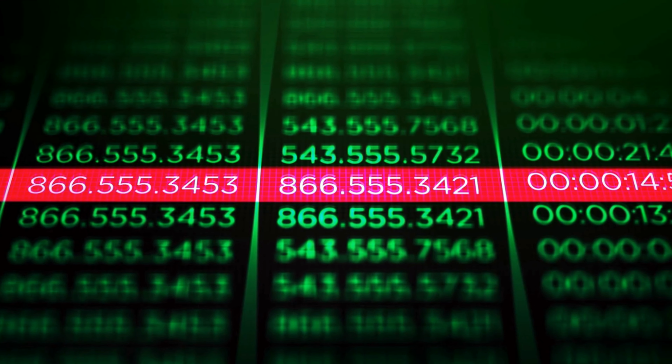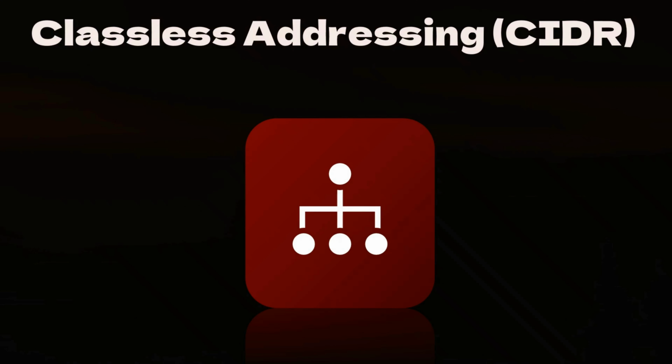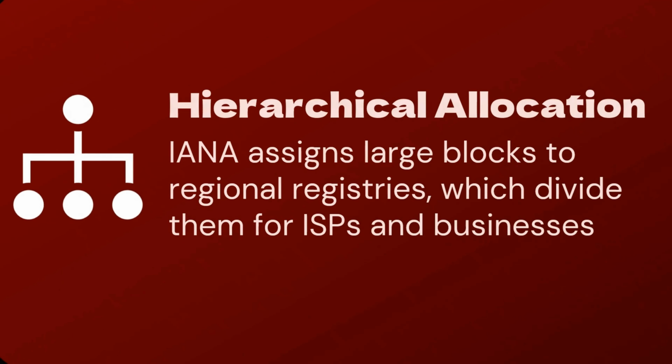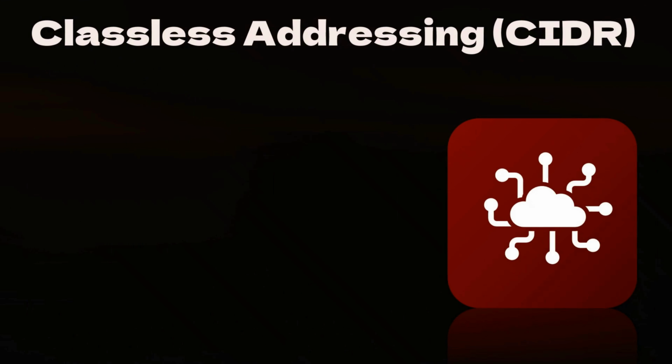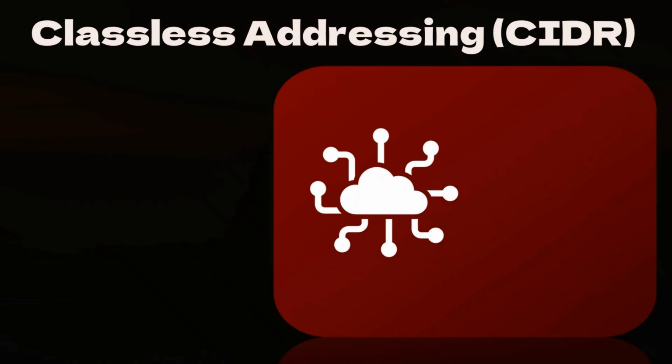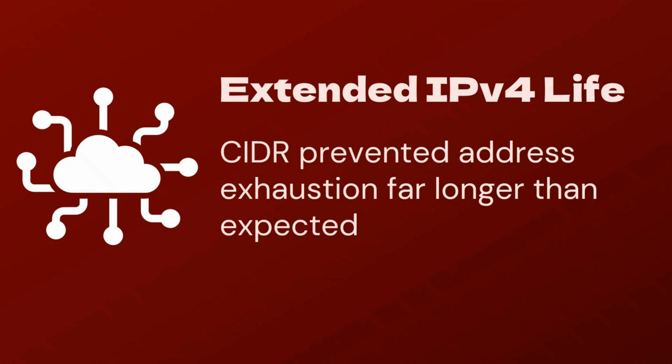This system also made address allocation more flexible. IANA could assign a large block to a regional registry, which would then divide it further for ISPs and businesses. For instance, a business might receive a /22 block, giving them 1024 addresses. CIDR solved the inefficiency of classful addressing, extending the life of IPv4. CIDR was backward compatible with classful networking, but it revolutionized the way IP addresses were managed, preventing exhaustion far longer than originally expected.